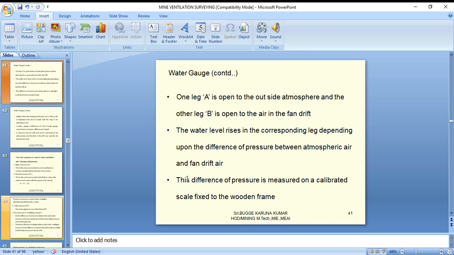Water level rises in the corresponding leg depending upon the difference of pressure between the atmospheric air and the fan drift air. The difference of the pressures is measured on a calibrated scale fixed to the wooden frame.